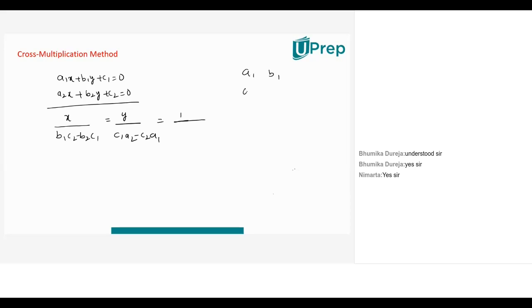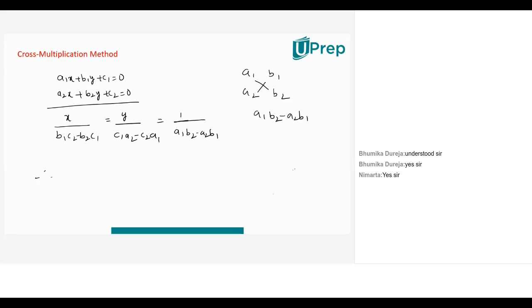So it is A1, B1, A2, B2, the coefficients you're left with. Cross multiply, you'll get A1 B2 minus A2 B1. So the denominator of 1 is A1 B2 minus A2 B1. Clear? So very simple: close x, you'll get B1 C2 minus B2 C1. Close y, C1 A2 minus C2 A1. Close the constant C1, C2, and the denominator will be A1 B2 minus A2 B1.